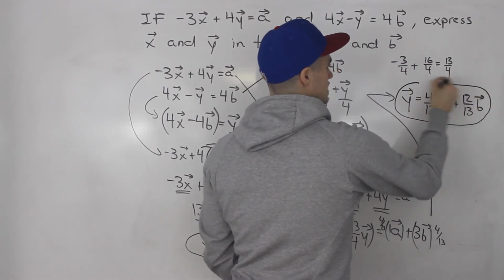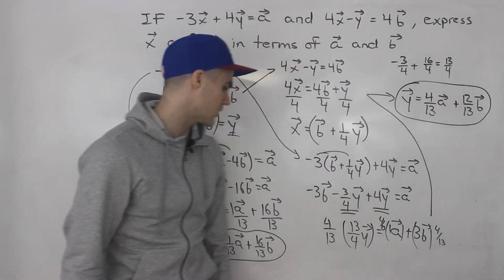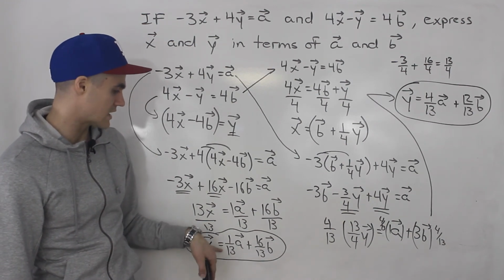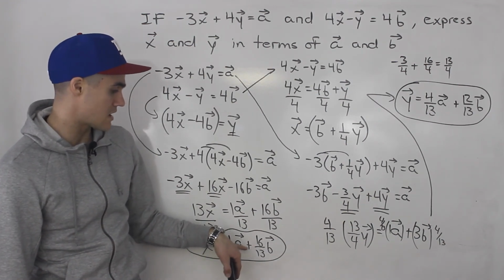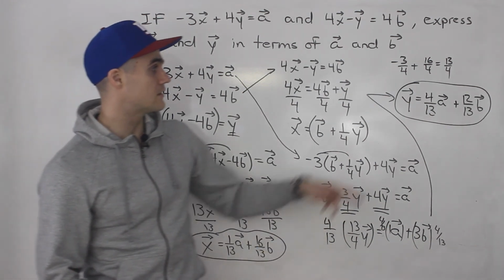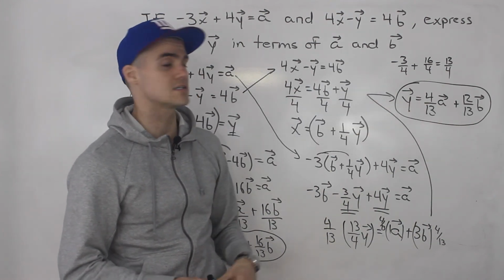And now notice how we got vector y in terms of a and b, and we also have vector x in terms of a and b. So vector x is 1 over 13 times vector a plus 16 over 13 times vector b. Then vector y is 4 over 13 times vector a plus 12 over 13 times vector b.